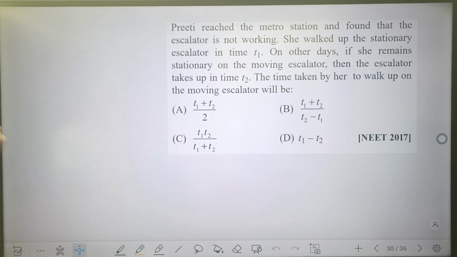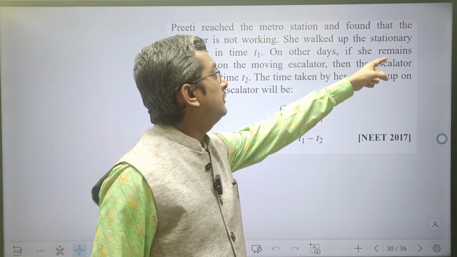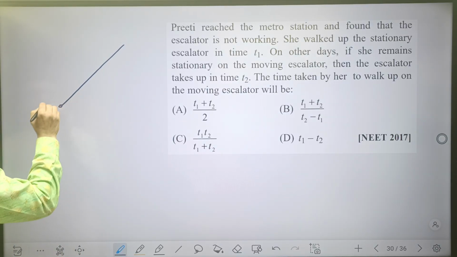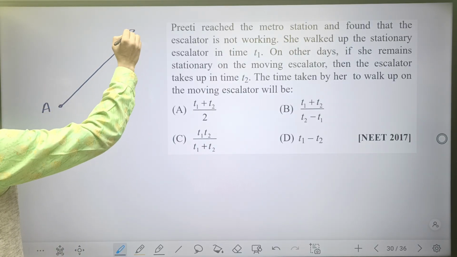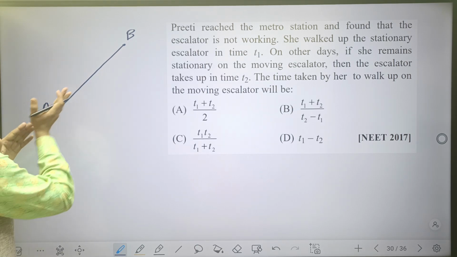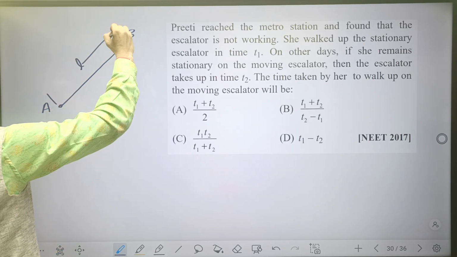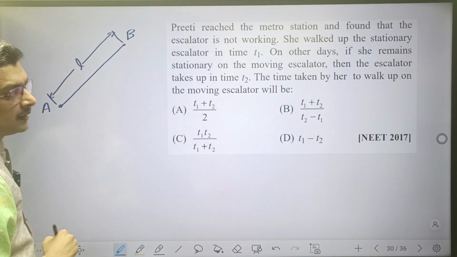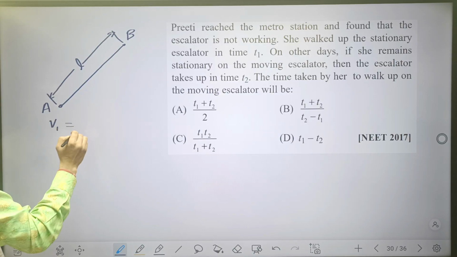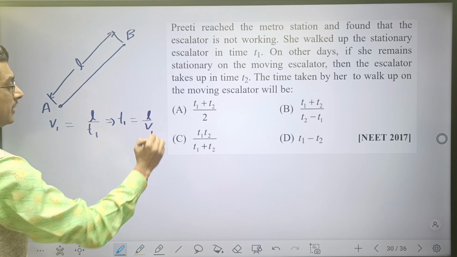Next, Preeti reached the metro station and found that the escalator is not working. She walked up the stationary escalator in time t. Suppose this is the escalator, this is point A and this is point B. She climbs up this stationary escalator in time t1. Let us suppose the length is L. So the speed of Preeti must be v1 is equal to length by time taken, implies that t1 is equal to L by v1.